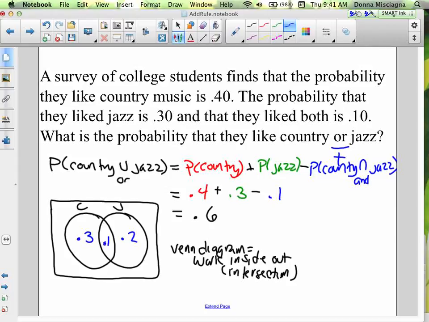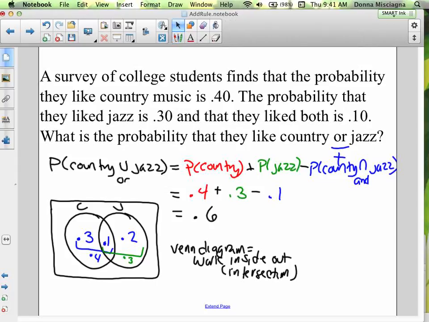Because this together is 0.4. These are the people we counted twice, these people right here. And then this together is 0.3. So notice together, this is 0.4, and together, this is 0.3.